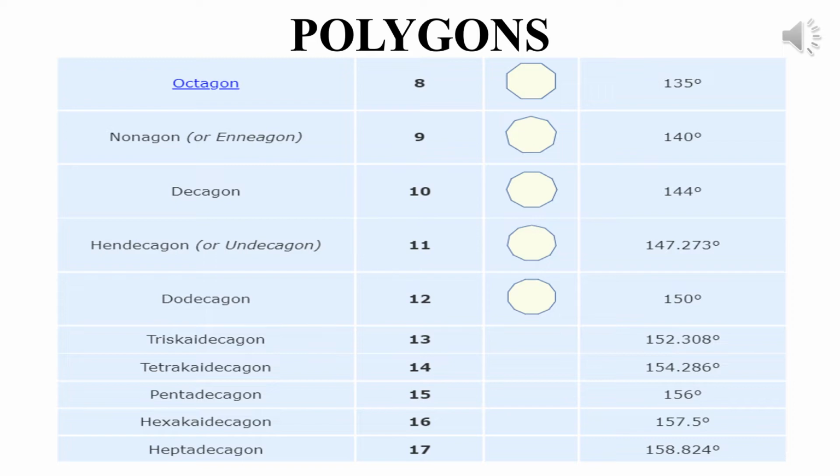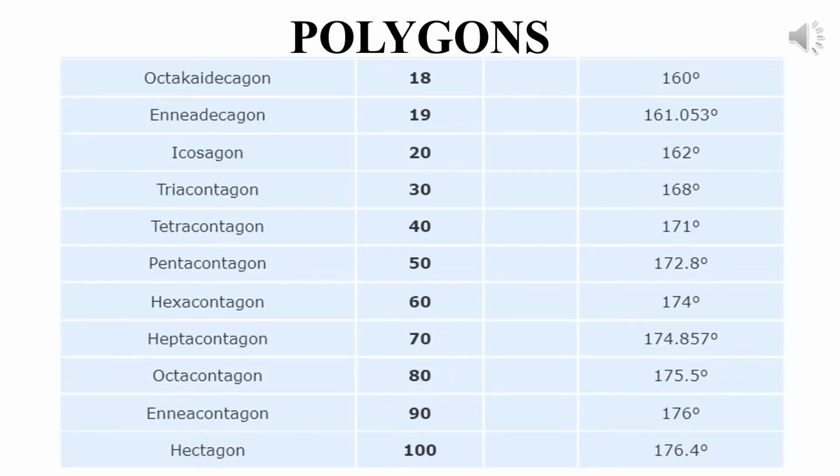Hexakidecagon has 16 sides, interior angle is 157.5 degrees. Heptadecagon has 17 sides, interior angle is 158.824 degrees. Octakidecagon has 18 sides, interior angle is 160 degrees. Enneadecagon has 19 sides, interior angle is 161.53 degrees. Icosagon has 20 sides, interior angle is 162 degrees.